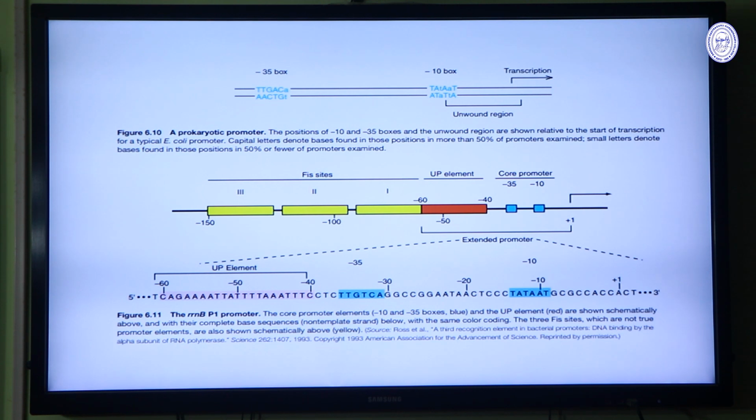The separating distance is very important. The separating distance between the -10 and -35 boxes is very important for recognition by the RNA polymerase and for binding of the RNA polymerase tightly to initiate transcription, but the exact intervening sequence is not very much needed.